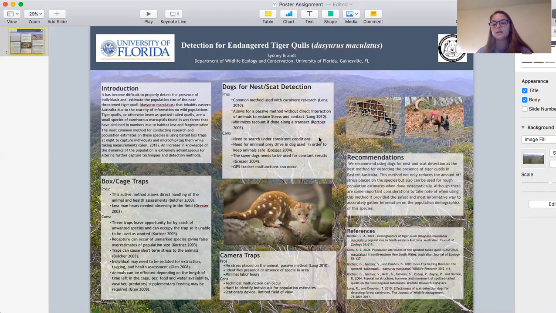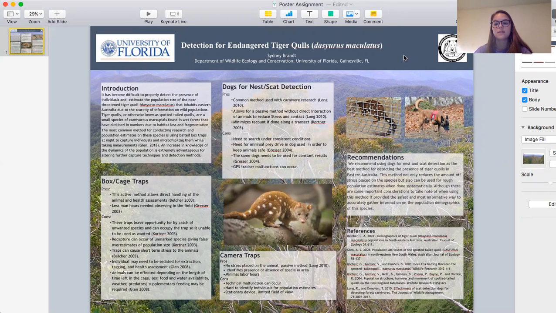One consideration or potential con with this method, however, is that consistency is really key. Make sure you have the same dog, you search in the same conditions using the same tracker and locations, and the same sampling method.